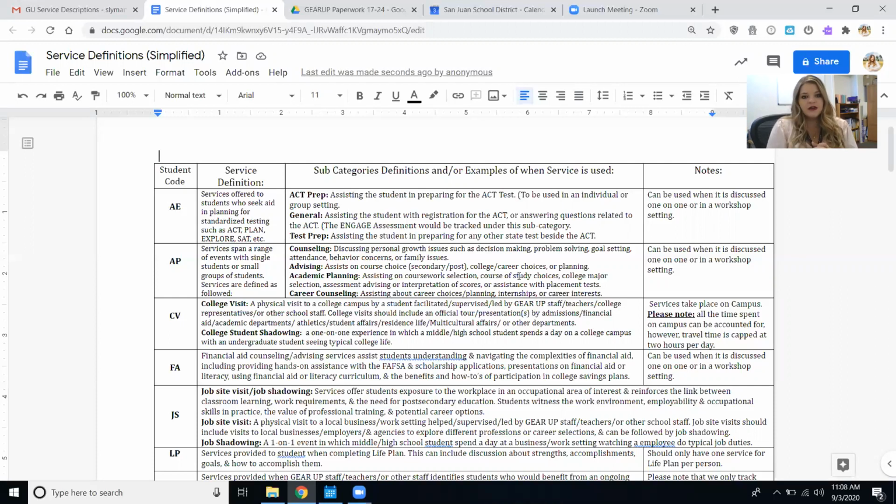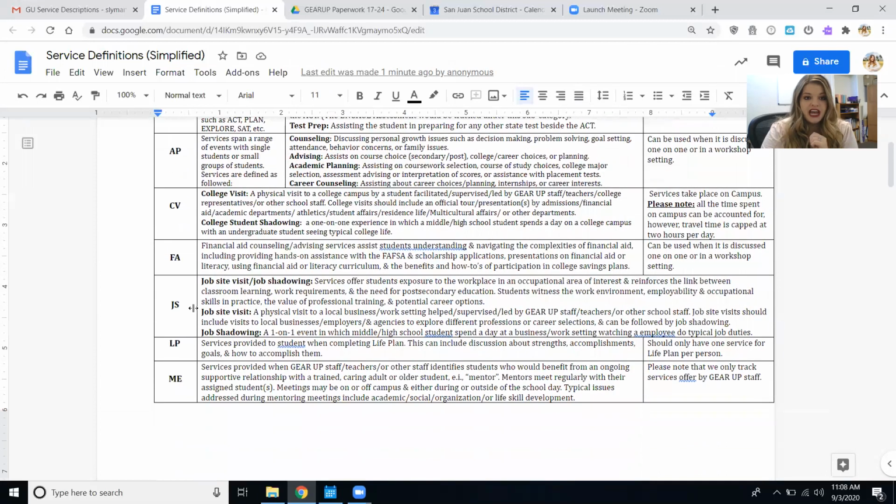So I'm going to go through just a few of them with you, things that are hard to know when to use what. The first one I wanted to talk about is AE. AE is ACT. This is when you are helping a kid register for the ACT, helping with ACT prep, or even administering the ACT as a proctor, okay? So this is just ACT. If you're talking about anything else, you will never use this code, okay? So that's AE.